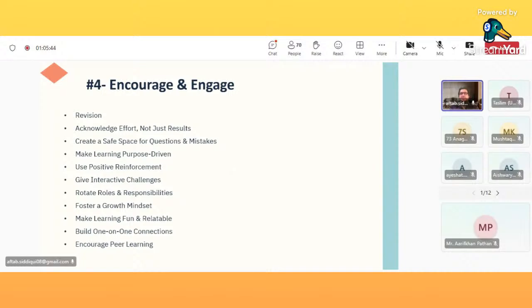So these are some of the tips that you can use in your classroom, which will not only help the students engage, but also help them gain insight, inner confidence, and self-esteem will be built through these particular techniques.